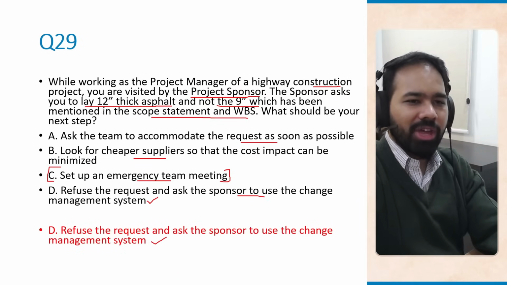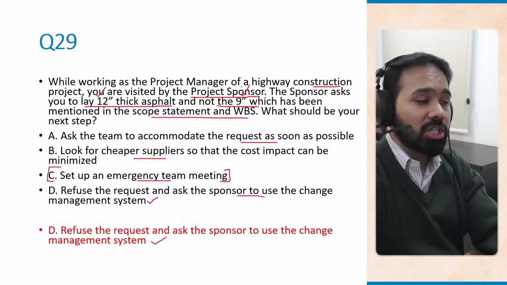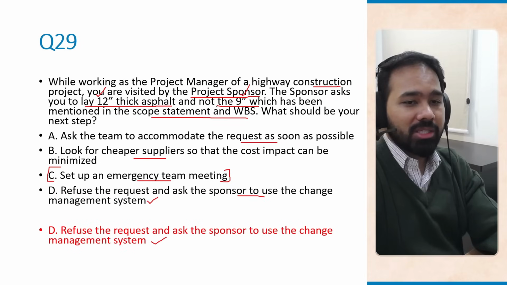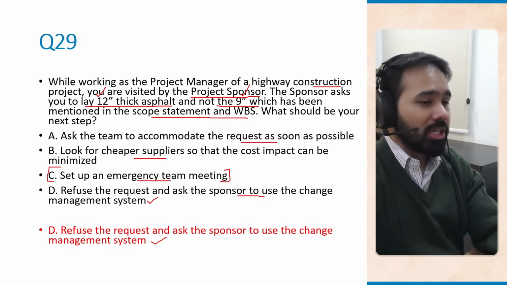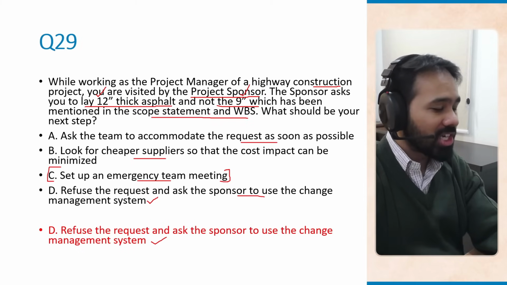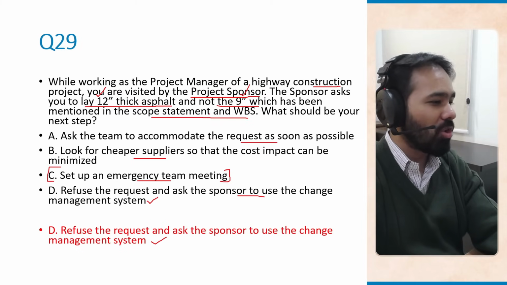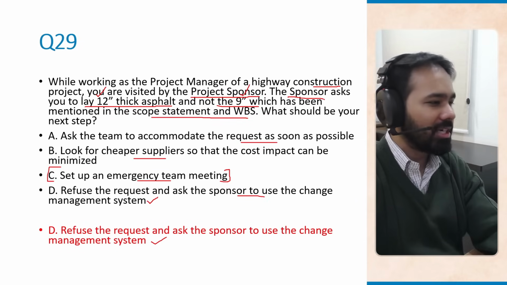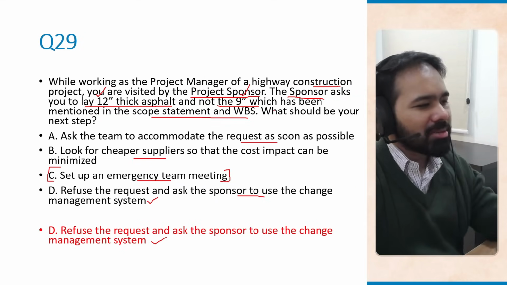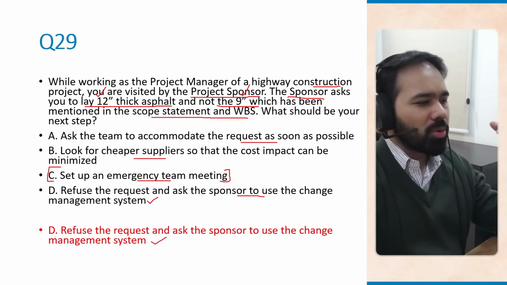This is a very big change from 9-inch thick asphalt to 12-inch, and this is a significantly big change. It must follow the formal change control process. This is a big change and it should follow the control process. Even if there are smaller changes, even they should follow the formal change control process. So even though this is something that is coming from the sponsor directly, who is one of the most important stakeholders, if not the most important stakeholder, the project manager cannot simply implement scope changes without proper approval.